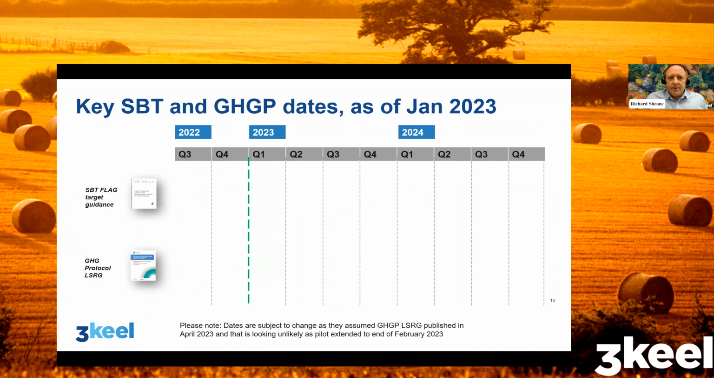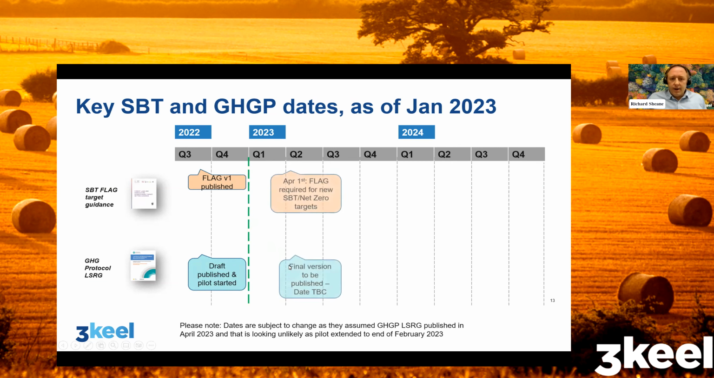I mentioned at the beginning that this is relatively new and draft, and there's a bit of an evolving space, but it might be useful just to put down a few dates here. So in Q3 last year, the SBTi launched their version 1 of their FLAG methodologies for doing target setting, and at the same time, the GHG Protocol published their draft land sector guidance, so these two documents are meant to be used in tandem. That is still draft and will be finalised hopefully Q2 this year, depending on how the pilot goes and the revisions, etc.